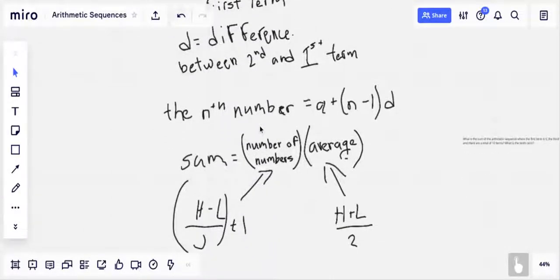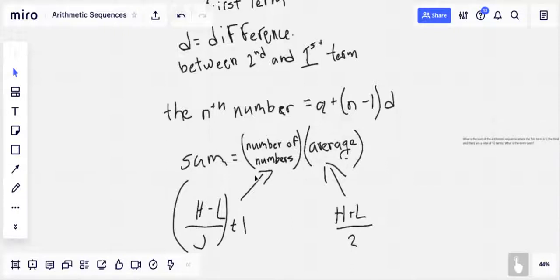To find the sum of an arithmetic sequence, you would multiply the number of numbers by the average. You can find the number of numbers by subtracting the lowest number from the highest number, divided by the number of jumps, plus 1.